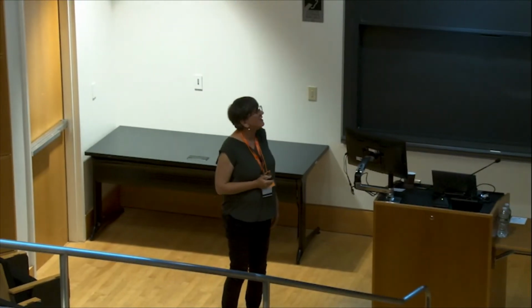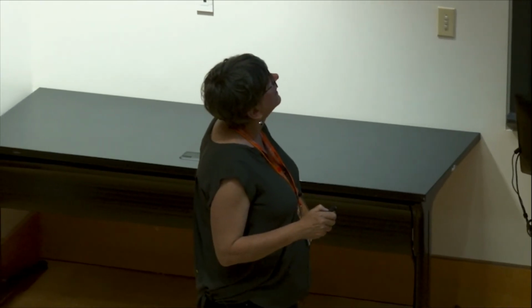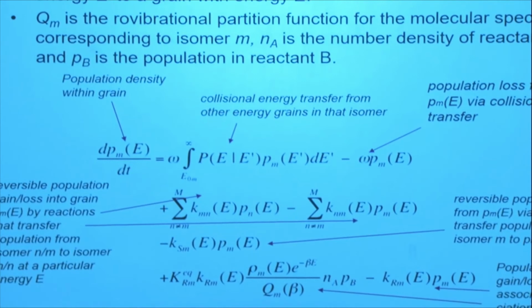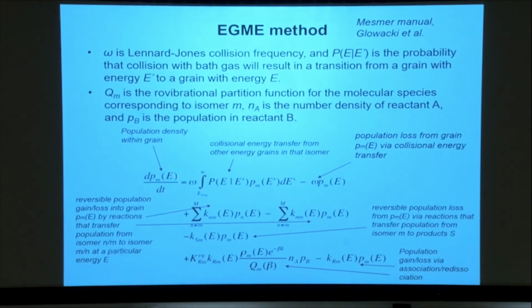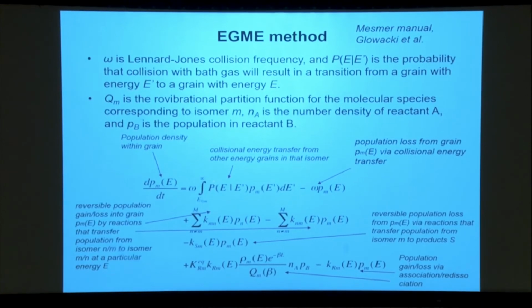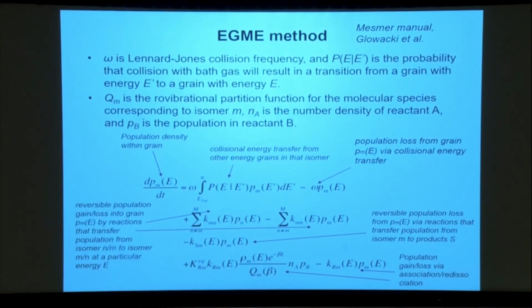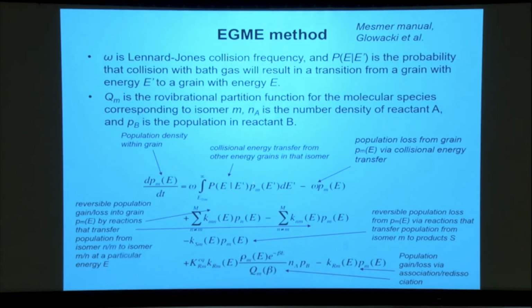So here, guys, is the equation for the energy grain master equation model. Here then what we're doing is the model equation is representing the rate of change of population density within our specific energy grain. And then we've got terms representing the various different processes. So the first term here is representing the collisional energy transfer from other energy grains, in particular isomer that we're looking at. So this is movement of energy up and down the energy ladder for that isomer.